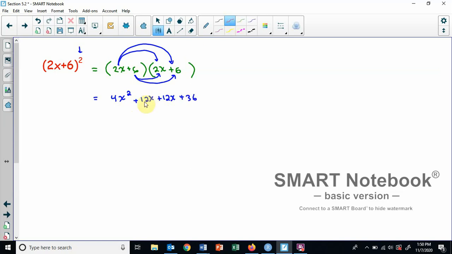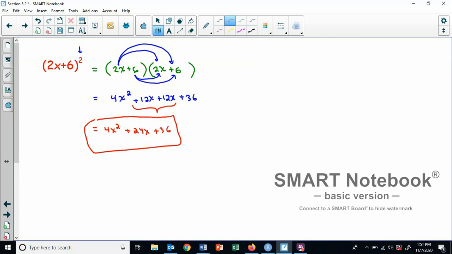And then you're probably going to have like terms in the middle, which I do. I can bring down everything else. 4x squared. 12x plus 12x is positive 24x. And bring down your positive 36. Okay, whenever you have more than one term being distributed in your super distribute, you're going to get some like terms scattered in there. Okay.